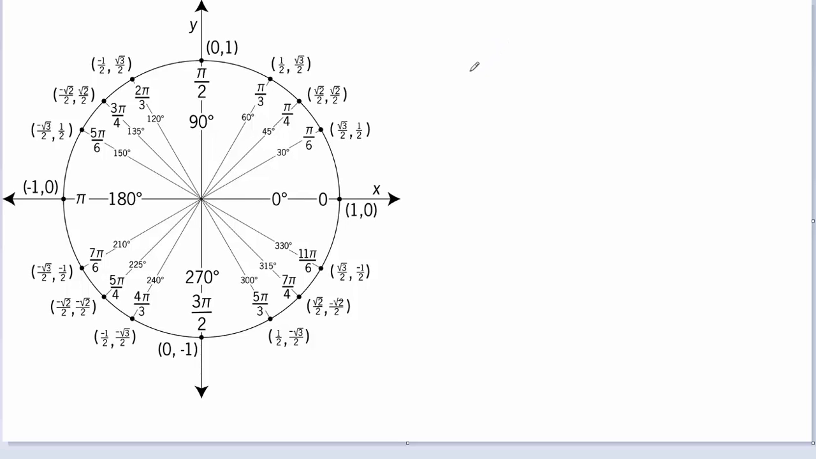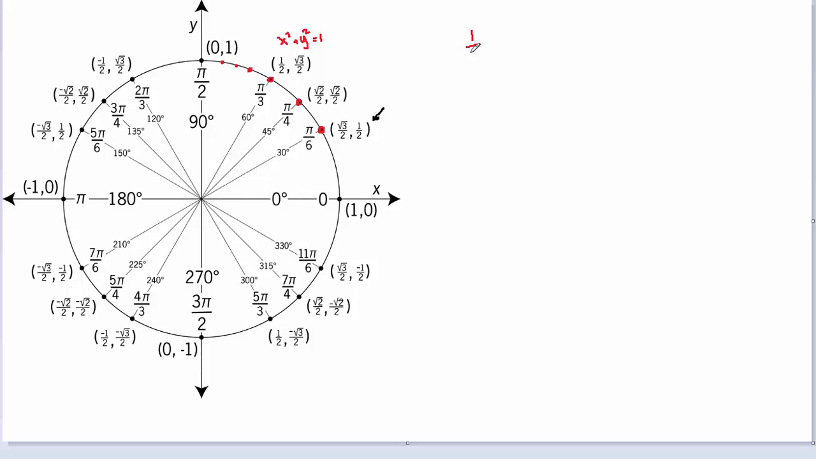Let's work with the unit circle. Each one of the points, each one of the terminal points on the unit circle has a special property. The x-coordinate squared plus the y-coordinate squared of each one of these points is equal to 1. And this is true for all the points on the unit circle. This is something that we can verify.